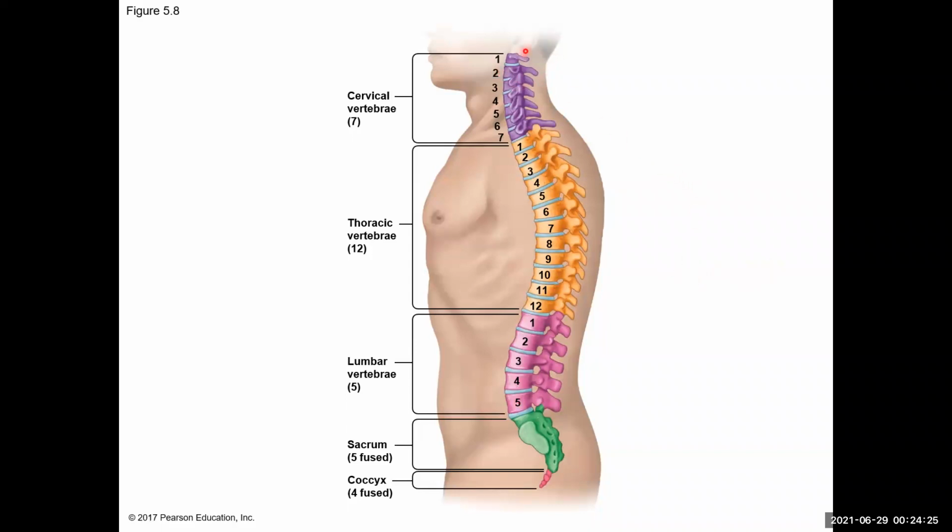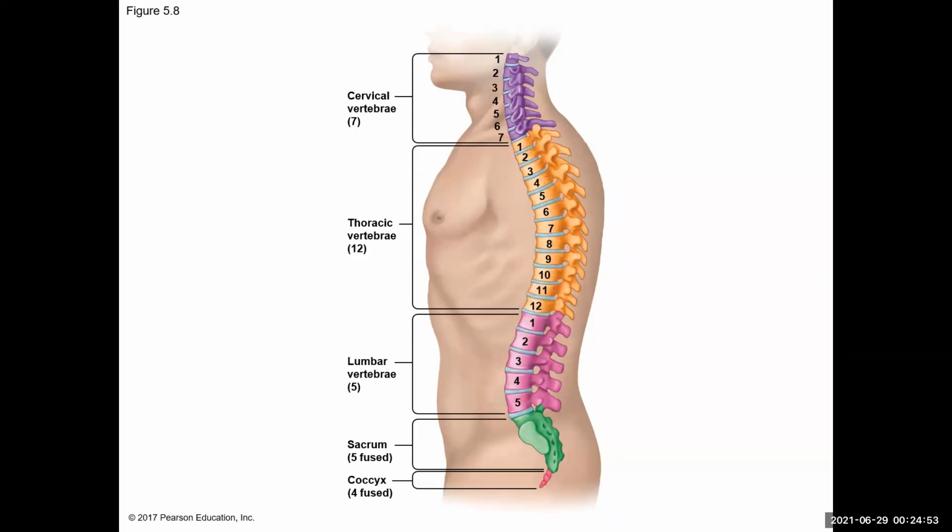So here you have your 5 regions. You have your first 7, which is the cervical region. The next 12 is the thoracic. The next 5 is the lumbar. And then you have your sacrum and your coccyx. And as I mentioned, these 12 here are the 12 vertebrae that your ribs are articulated with.